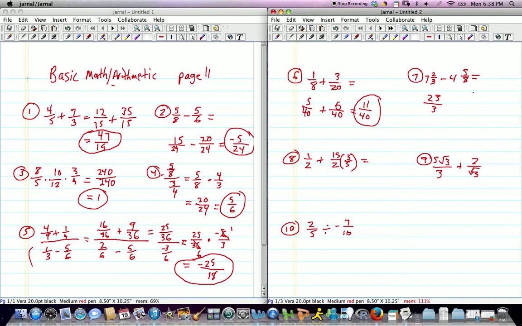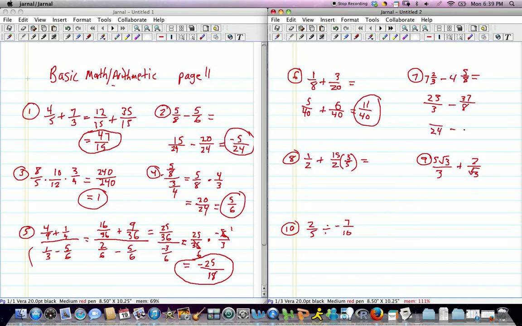We can do the same thing here with this problem. 4 times 8 is 32, plus 5 is 37, so we have minus 37 over 8. Now you'll see this is a subtraction problem. We need to find a common denominator. That common denominator between 8 and 3 is going to be 24.